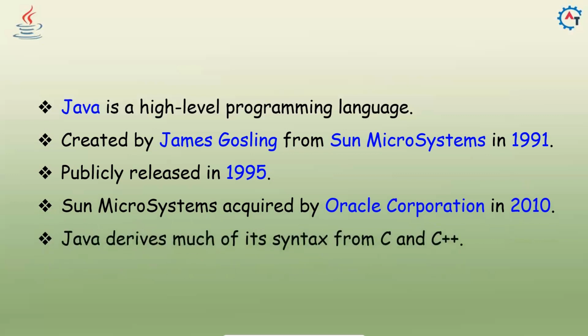Java derives much of its syntax from C and C++. Means if you know C and C++, then Java code is very familiar to you. The syntax, you feel that you are seeing some C and C++ code. Most of the things they took from C and C++. If you are aware of C and C++, you don't feel much difficulty when you see the Java code.